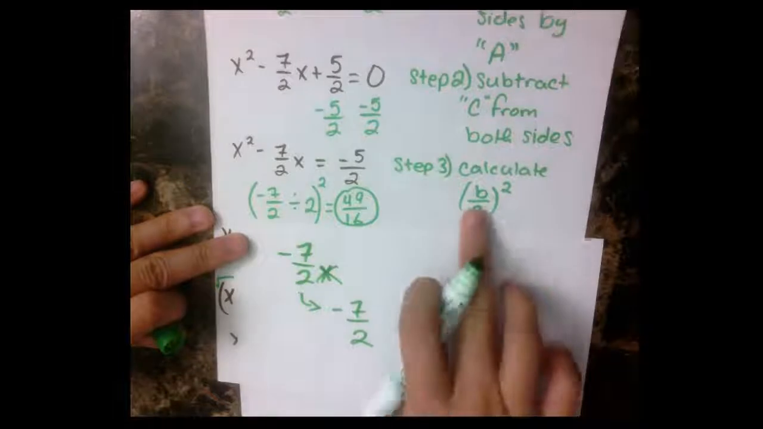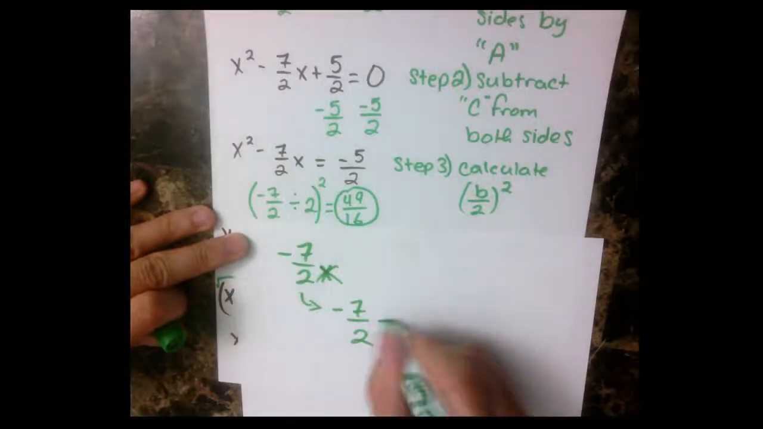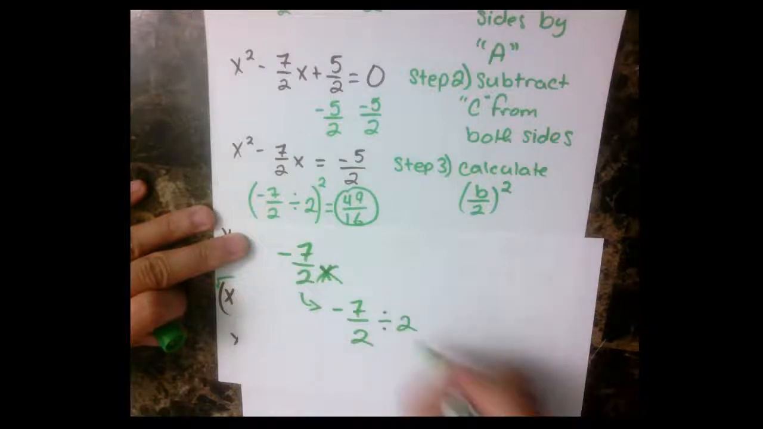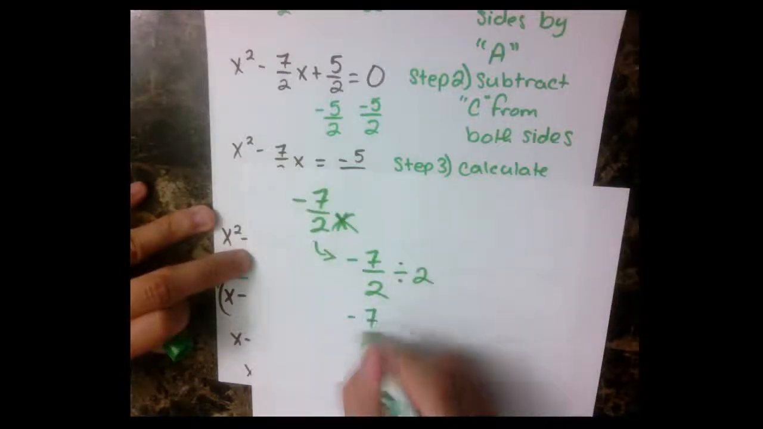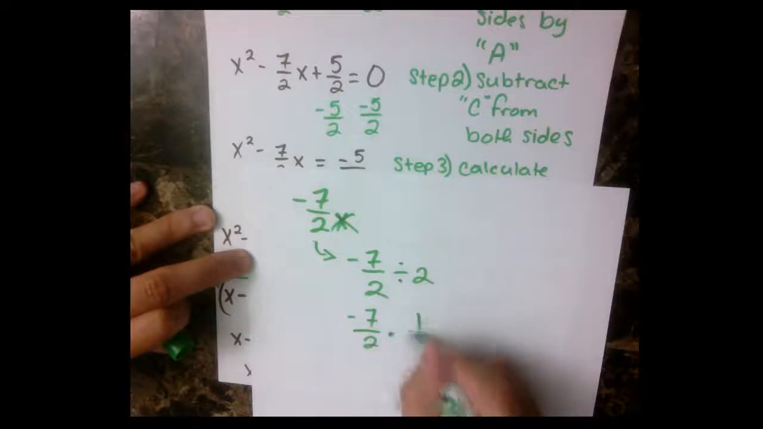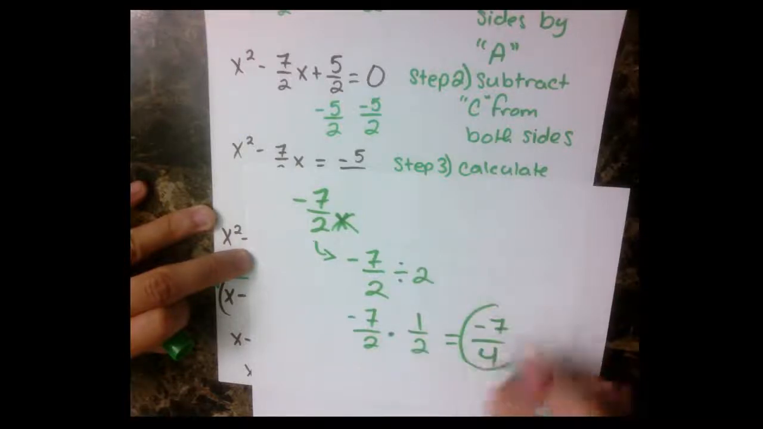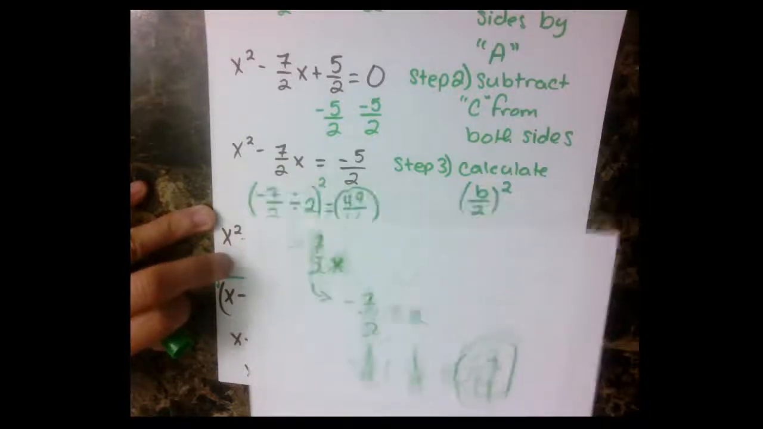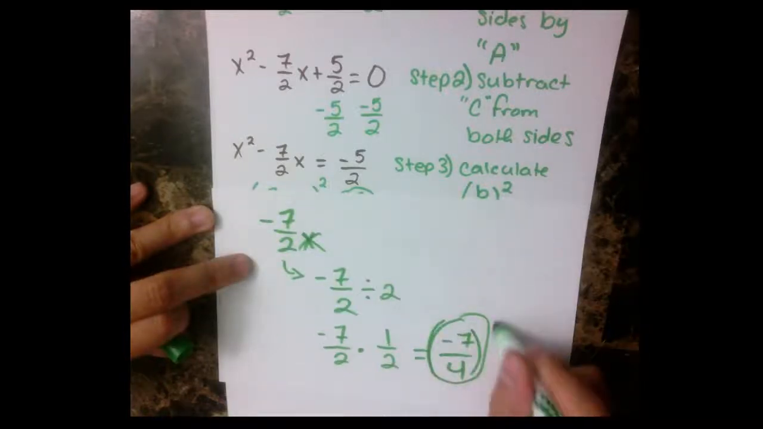Remember, you are going to calculate b divided by 2 squared. So let's divide this by 2. This is the same as multiplying by 1 over 2. So this is the same as saying negative 7 halves multiplied by 1/2, which just equals negative 7 times 1 is negative 7 over 2 times 2 is 4. Okay, so that's it cut in half, but don't forget we have to square it. So now let's go ahead and square this value.